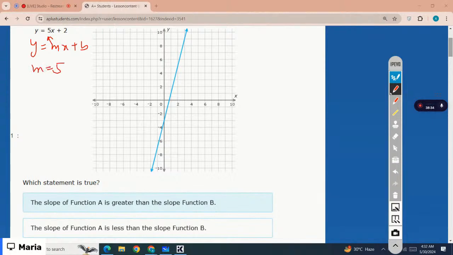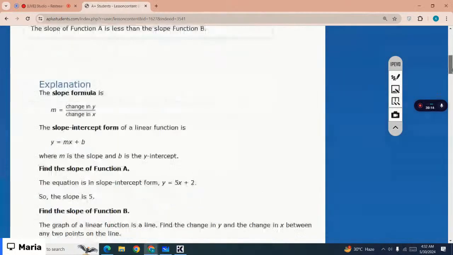Okay, then the slope of the function is you just select any 2 points on the graph and make a triangle. That would be 1, 2, 3, 4, 4. Change in y divided by change in x, right? Change in y is 4 over 1. So the slope for this one is 4. That means the slope of function A is 5 and the slope of function B is 4. That means slope of function A is greater than slope of function B. Got it? The correct option is slope of function A is greater than slope of function B.